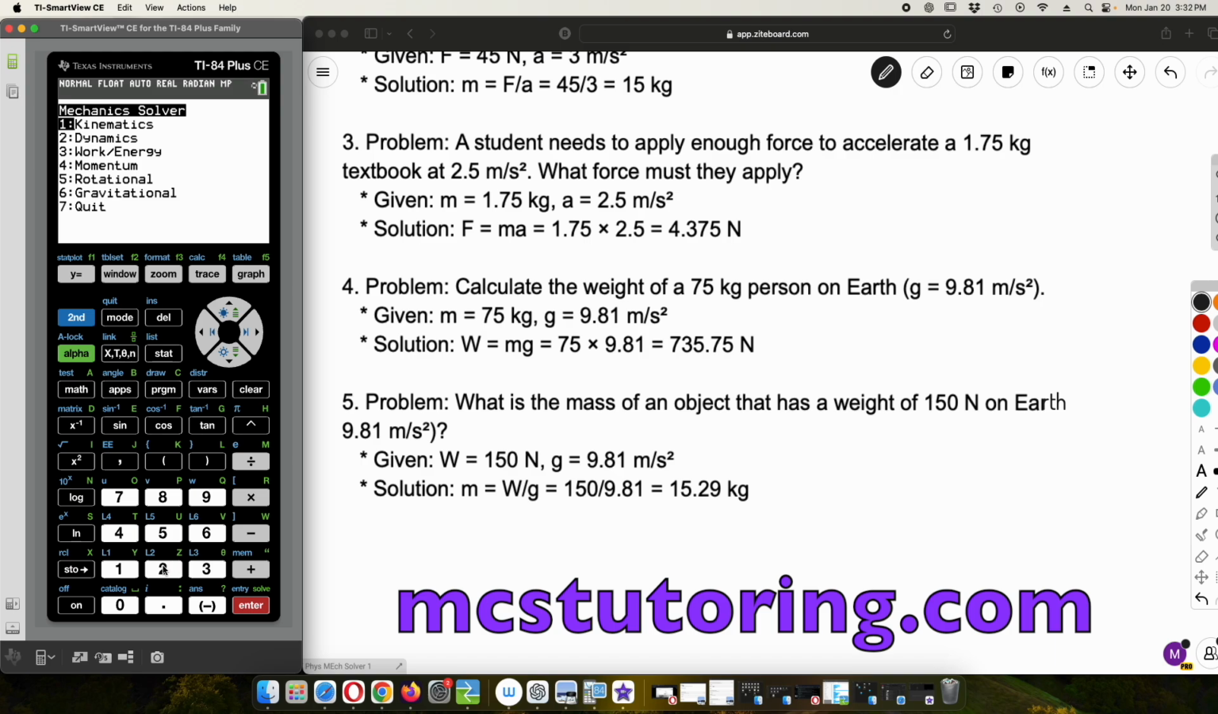Okay, and then we're going to go to dynamics yet again for this last problem of this 5-problem set. What's the mass of an object that has a weight of 150 newtons on Earth? We're assuming g is 9.81 meters per second squared. So we're going to go to weight, and then we want to solve for mass. We're given 150 newtons for the weight, and the g, meaning acceleration due to gravity, is 9.81. And then your solution is the mass is 15.29 kilograms.